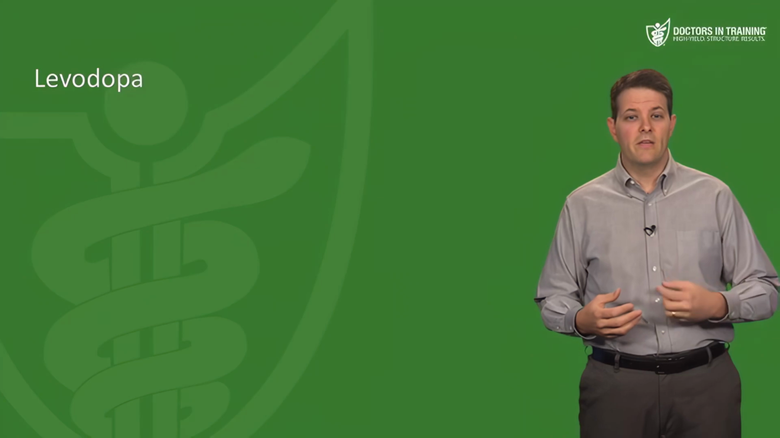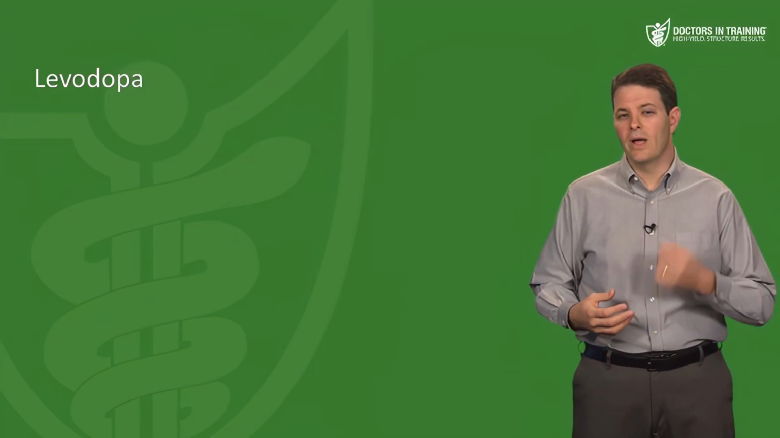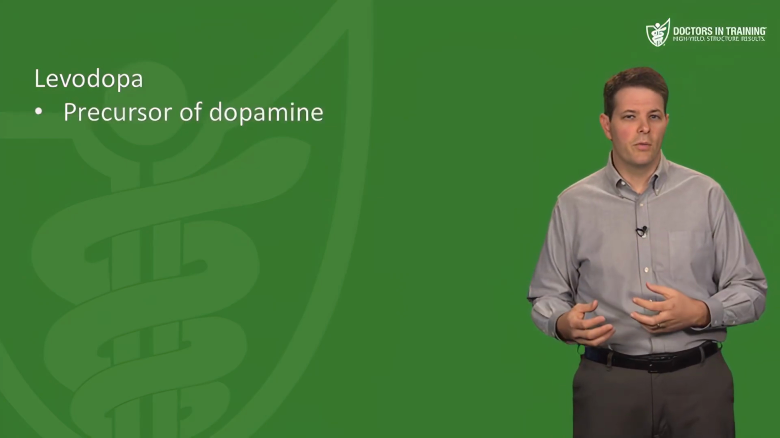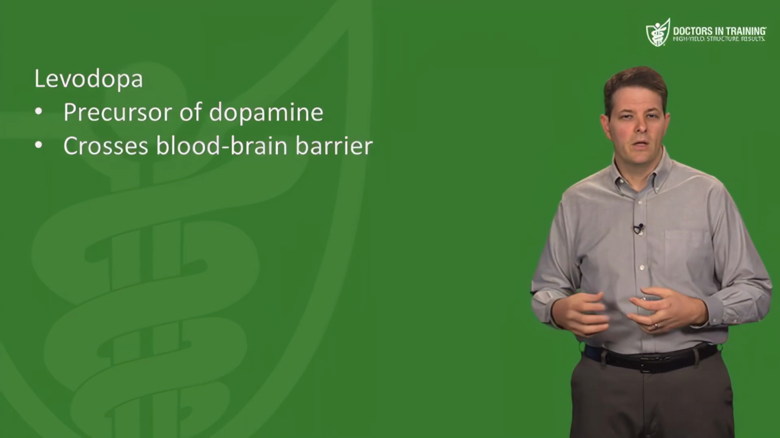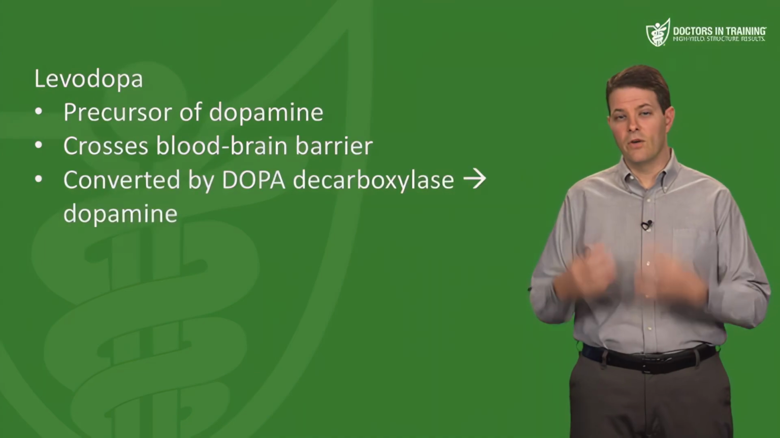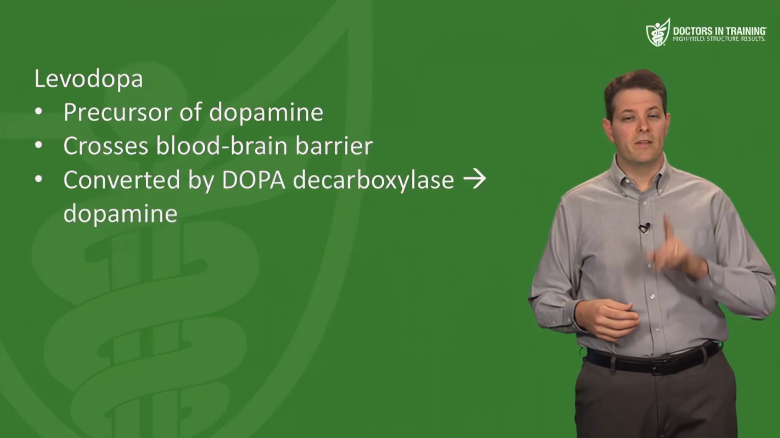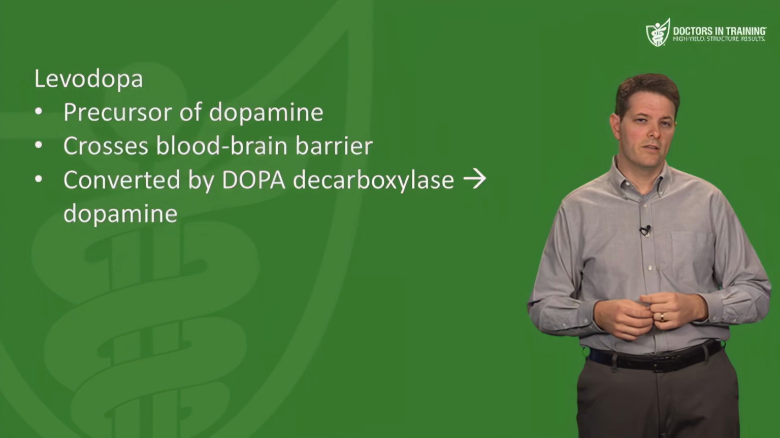Now let's talk about the ways that we can treat Parkinsonism. The patient has lost dopaminergic neurons in the substantia nigra, so one treatment strategy is to increase dopamine production. Now you can't just give dopamine because it doesn't cross the blood-brain barrier. So instead of giving dopamine, we give levodopa or L-dopa, which is a precursor of dopamine that does cross the blood-brain barrier. So when there's more levodopa around, the enzyme dopa decarboxylase can convert it to dopamine. So levodopa is the first-line drug for treating Parkinson's disease.